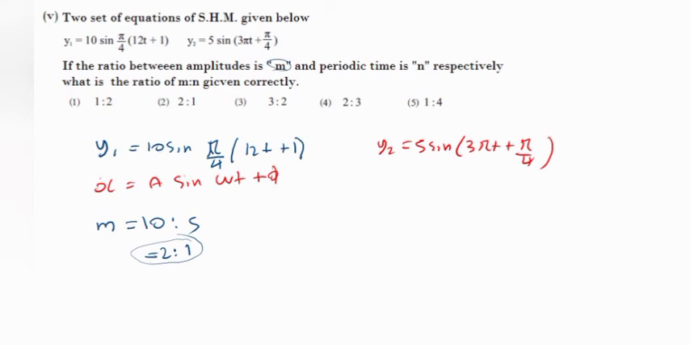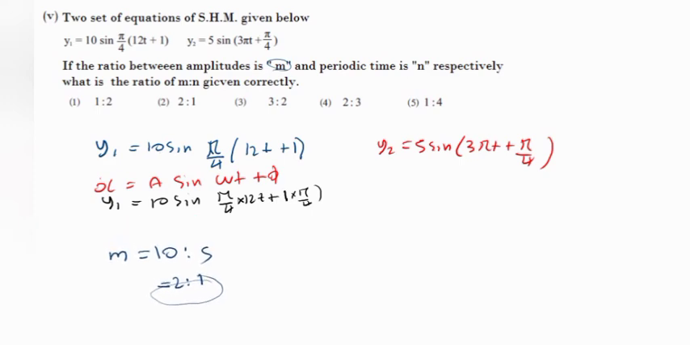Once you open it up, it is going to be 10 sine, and inside it becomes pi over 4 times 12t plus 1 times pi over 4. You may see something really interesting. Let me drag this a bit down. Okay, now you have to just open this up.